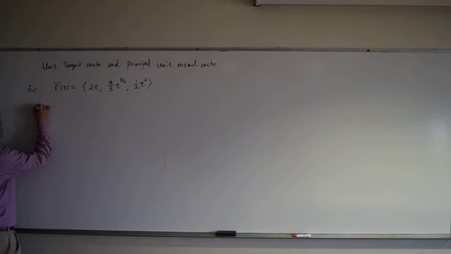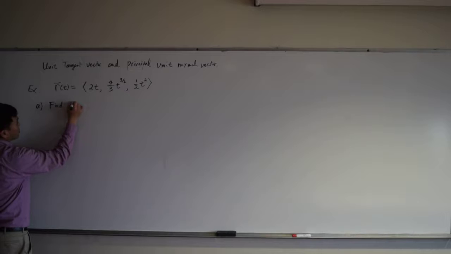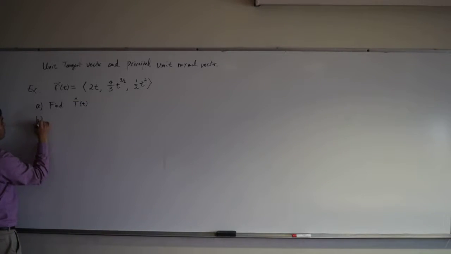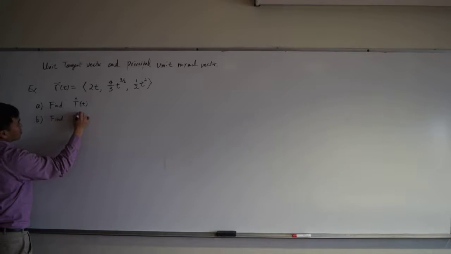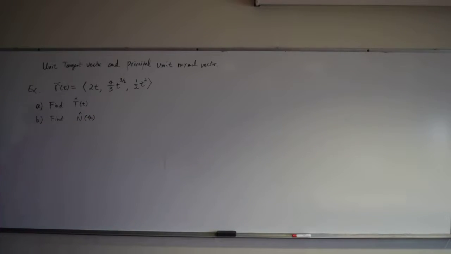And the first question is find the unit tangent vector. And the second question is find the principal unit normal vector at some given point. When t is 4, find the principal unit normal vector.